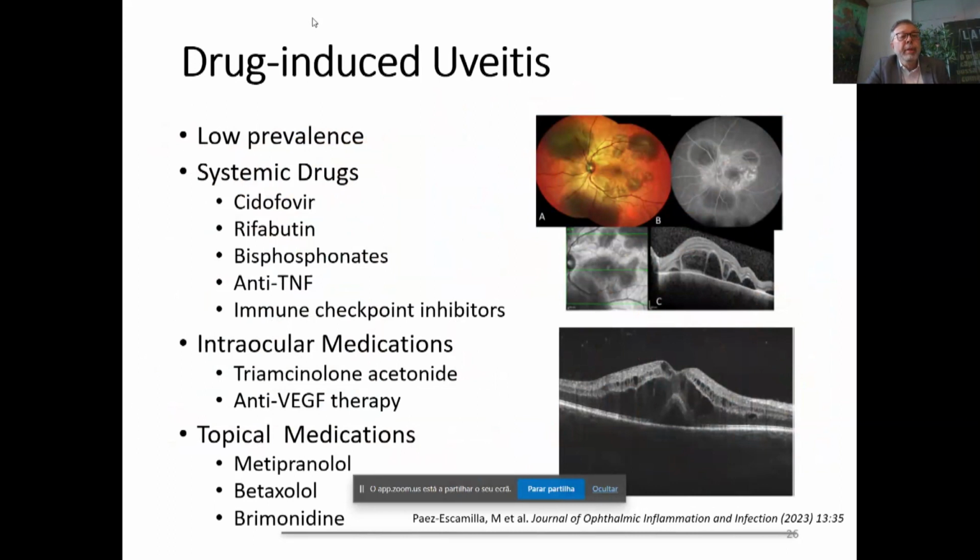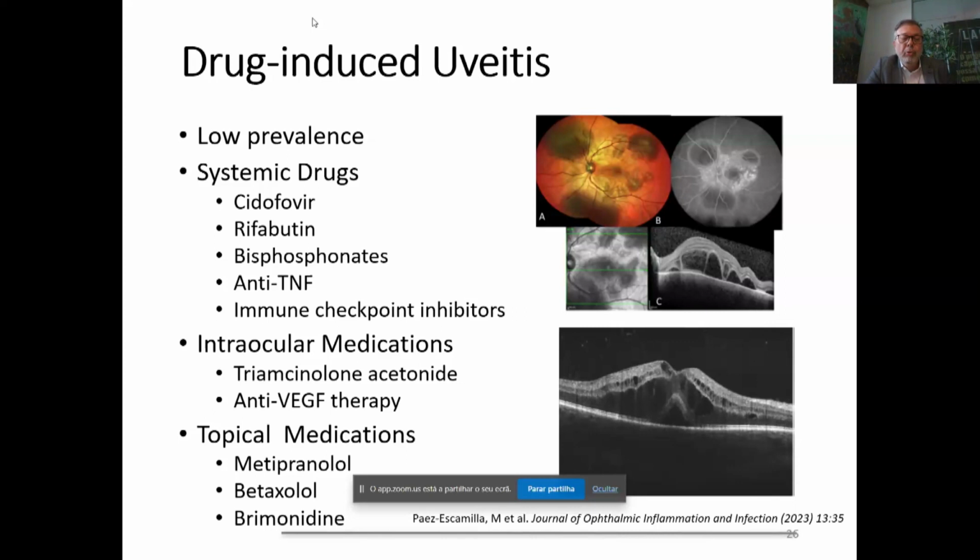But it's important to remember that these drugs, such as rifabutin, bisphosphonates, which are very frequently used in our patients with osteopenia or osteoporosis, the anti-TNF treatments we're using more and more for the management of non-infectious uveitis, and more recently, the immune checkpoint inhibitors, especially for treatment of melanomas, are associated with uveitis. The images you see on your right are exactly a case related to one of those drugs.